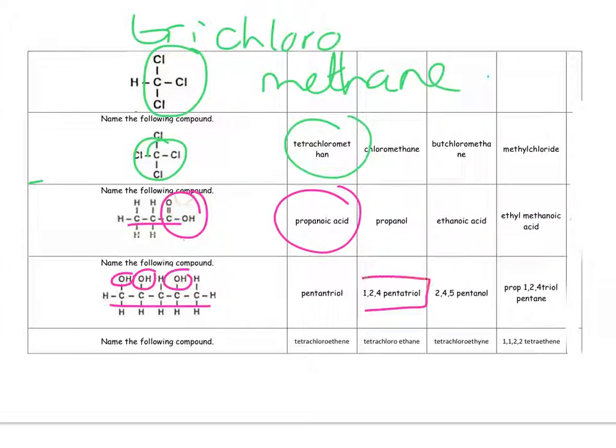Pentanetriol, 1, 2, 3, 4, or prop. There's no prop. There's no 3 anything, so it's not going to be prop, it's tri. So the correct answer is given there.